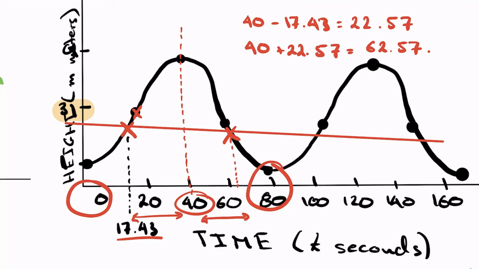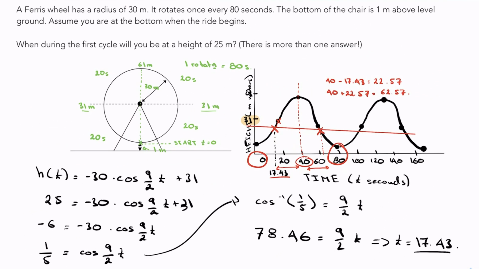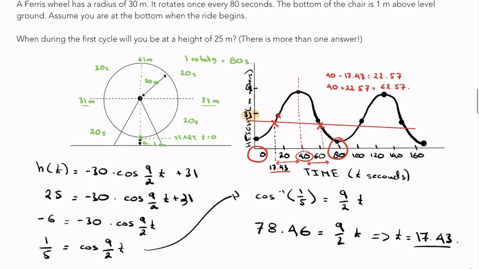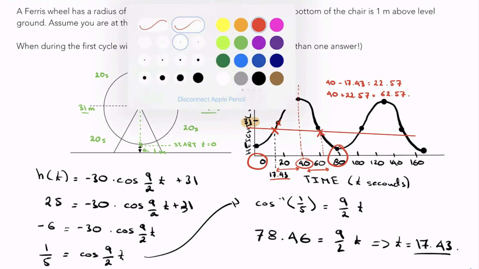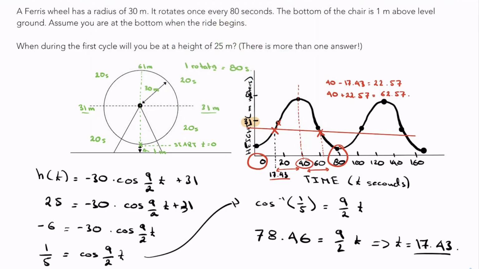Okay, so my 2 points, let me get this back. My 2 times, sorry, when the height is 25 meters, are 17.43, that's T1, and T2 is going to be 62.57. And there you have them.